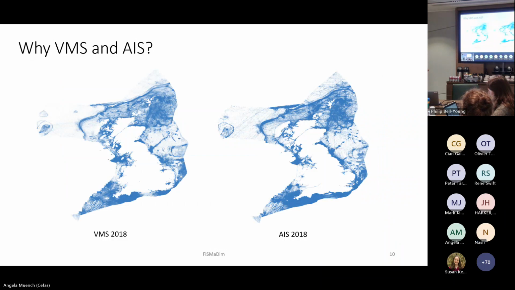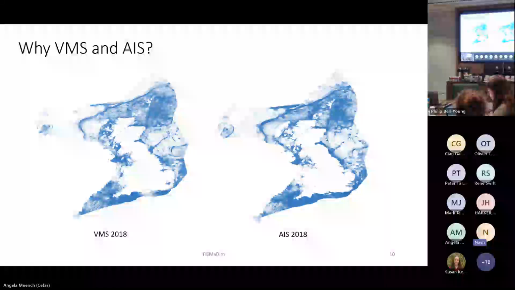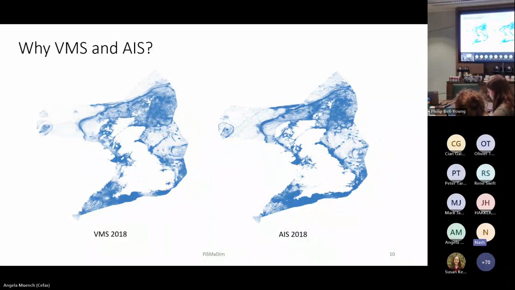So when evaluating why to incorporate AIS into this depiction of fishing activities, on the left-hand side, we see a map of VMS for 2018. So those are all the positions that were taken, putting together all the data from VMS units. And on the right-hand side, you can see the information that we get from AIS. So you can see that we get at least the same or more information actually coming from the use of these devices.